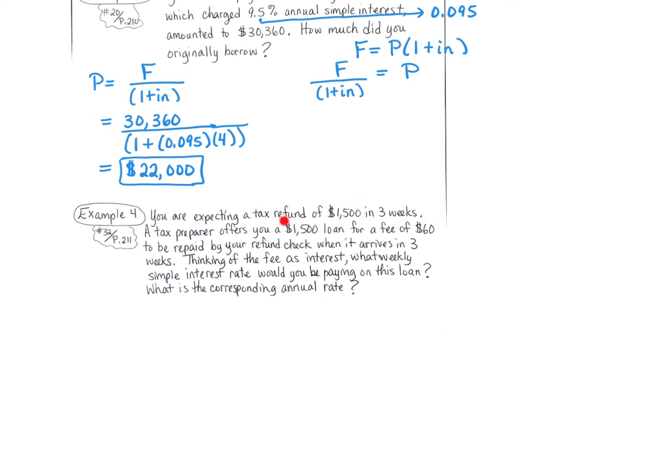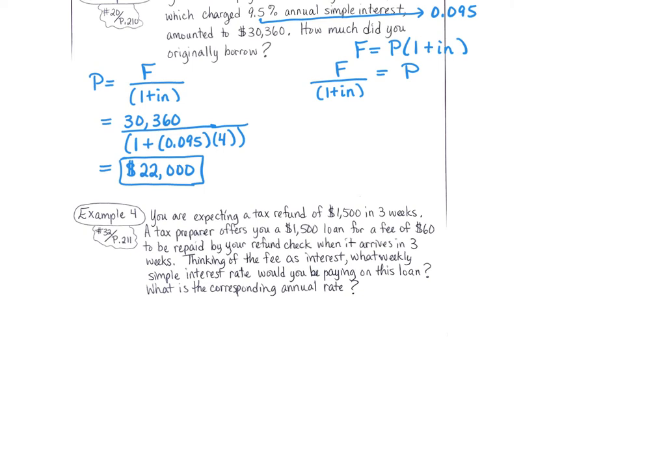You are expecting a tax refund of $1,500 in 3 weeks. A tax preparer offers you a $1,500 loan for a fee of $60 to be repaid by your refund check when it arrives in 3 weeks. Thinking of the fee as interest, what weekly simple interest rate would you be paying on this loan? What is the corresponding annual rate? So this one has a few steps, so we can do that.